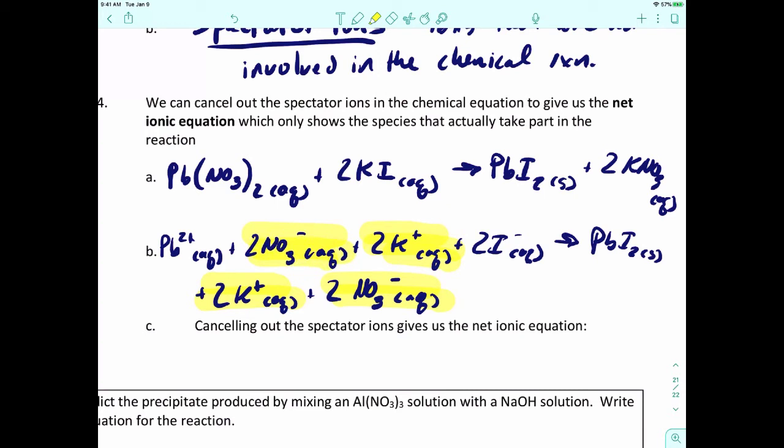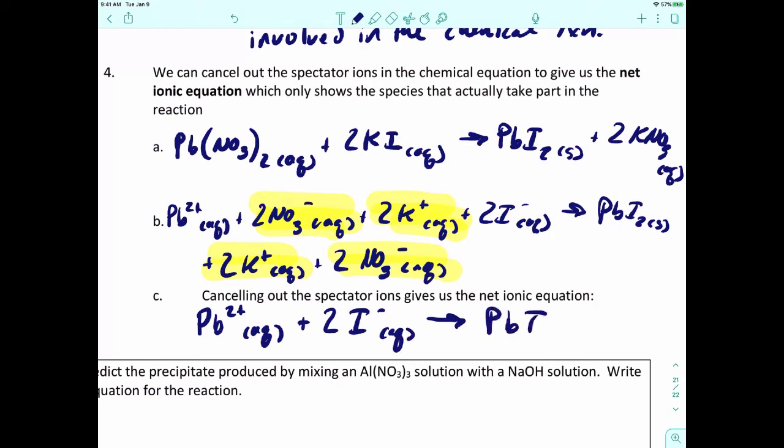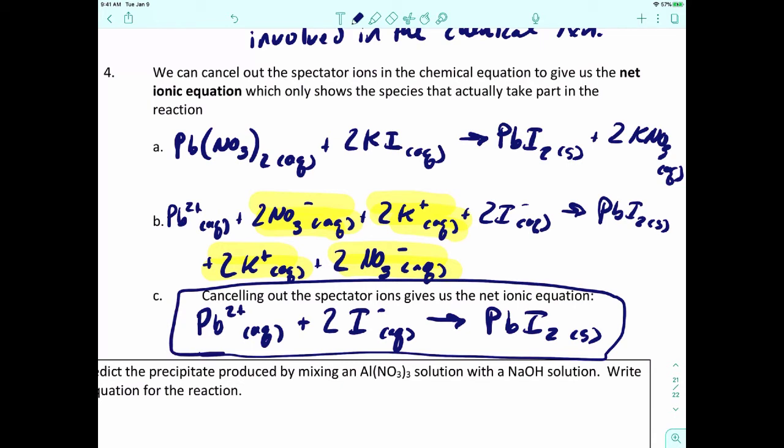Now, if I ignore the spectator ions and take them out, what we're left with is the net ionic equation, which is Pb2+ (aq) + 2I- (aq) yields PbI2 (s). And so this reaction right here is what is actually driving this entire process.